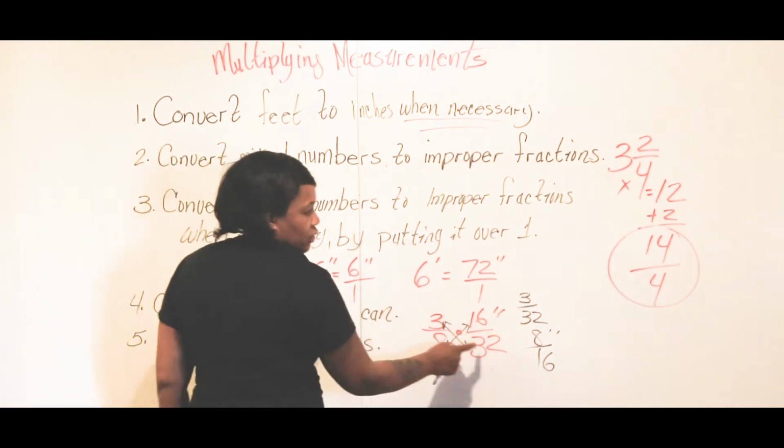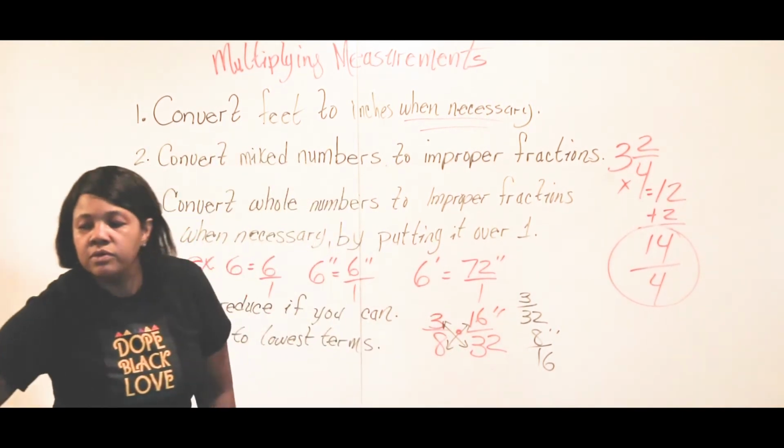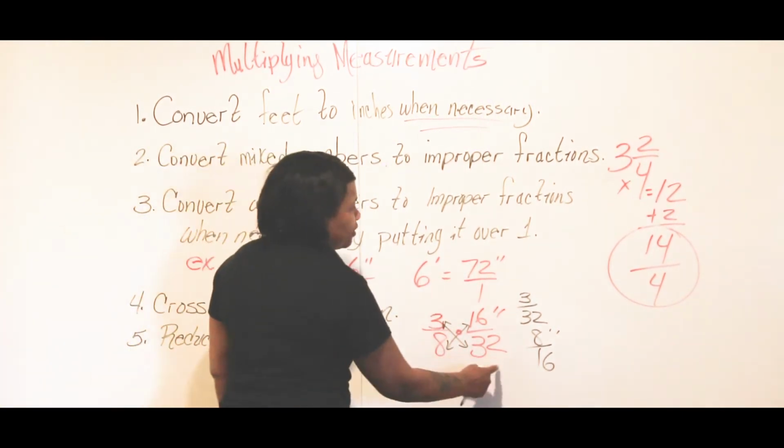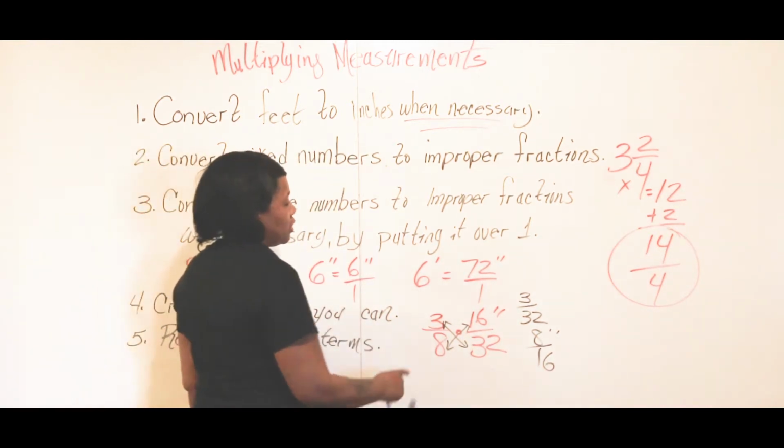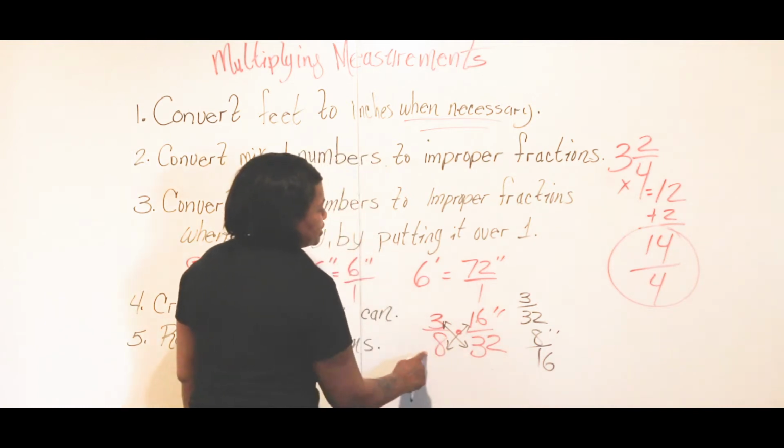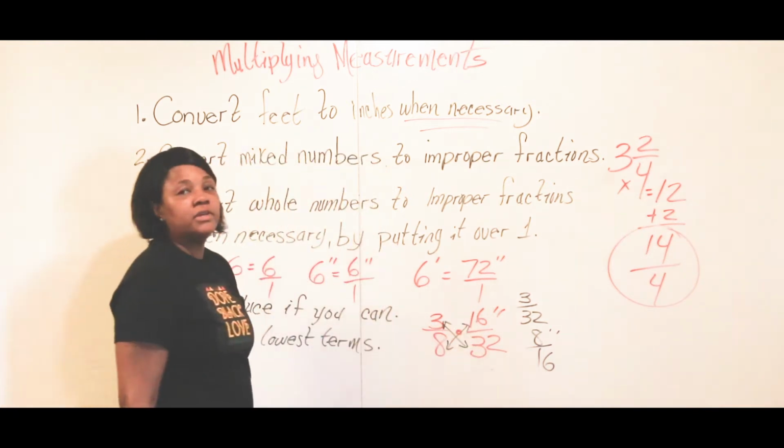Is there a number that can go into 3 and 32 evenly? No, there's not. All right, so we can't cross-reduce here. Is there a number that can go into 8 and 16 evenly? Yeah.